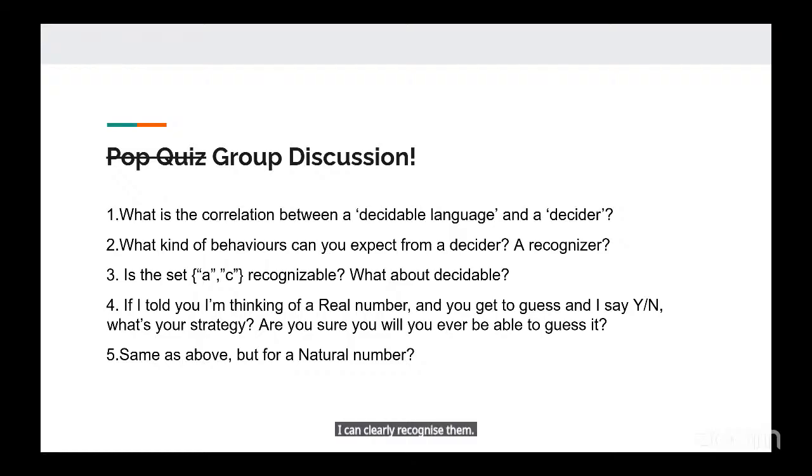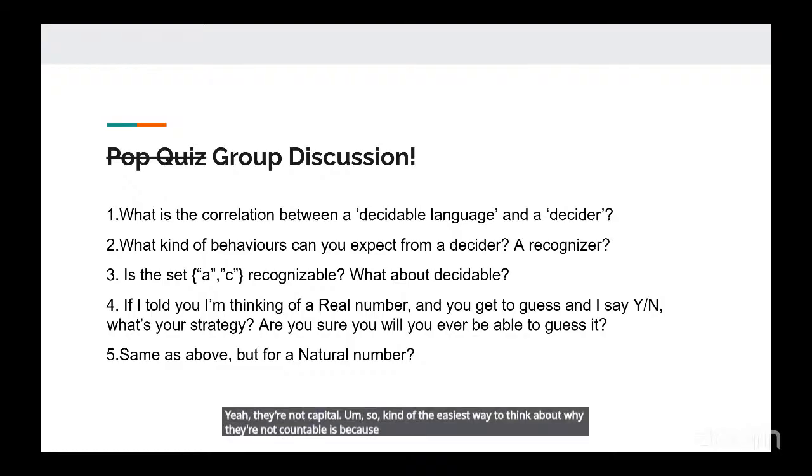Well, that's an interesting question. What do you think? No. Why? Not countable. Yeah, they're not countable. The easiest way to think about why they're not countable is that for any fixed denominator, you could choose infinitely many numerators. And for any fixed numerator, you can choose infinitely many denominators. And that's a new rational number at that point.